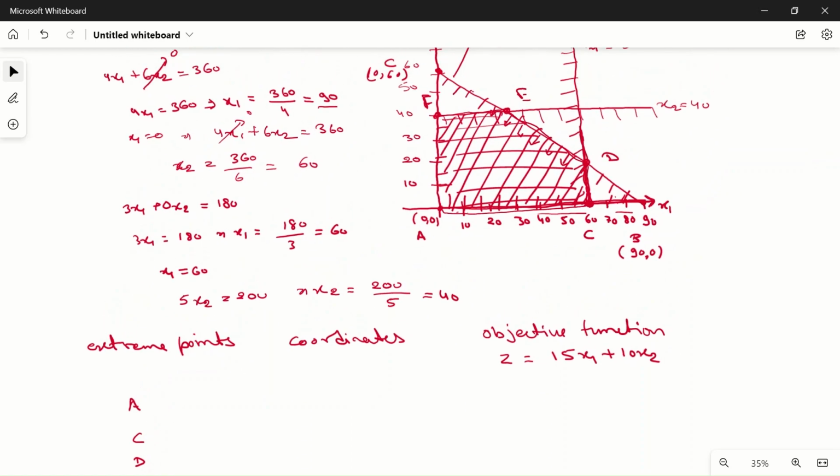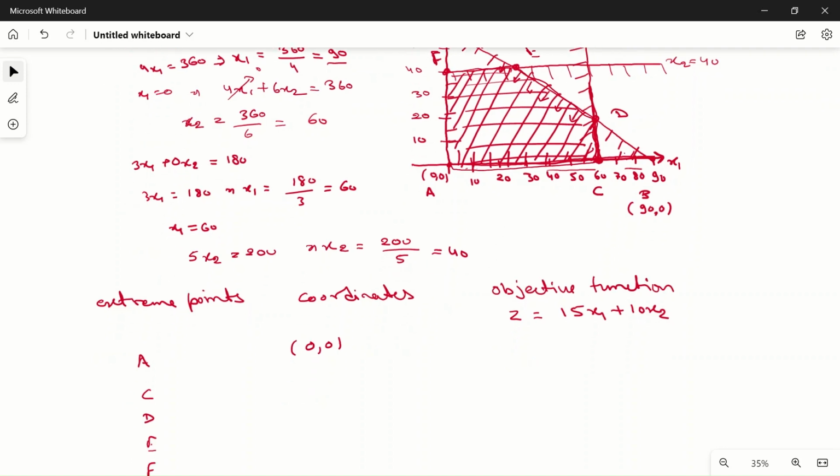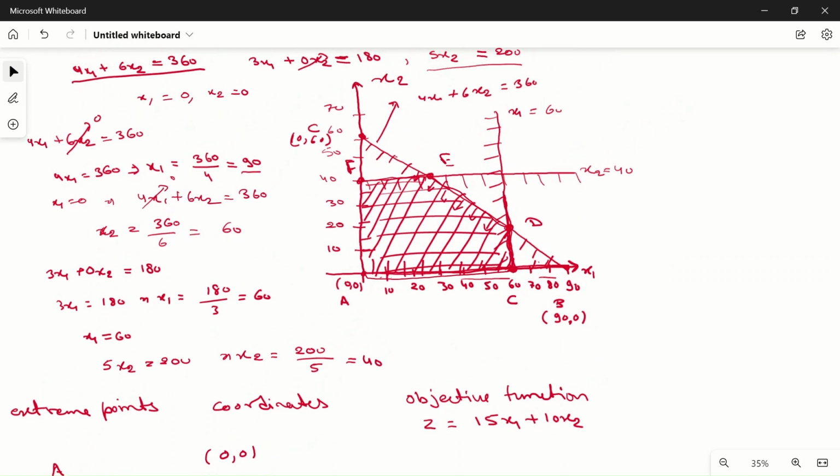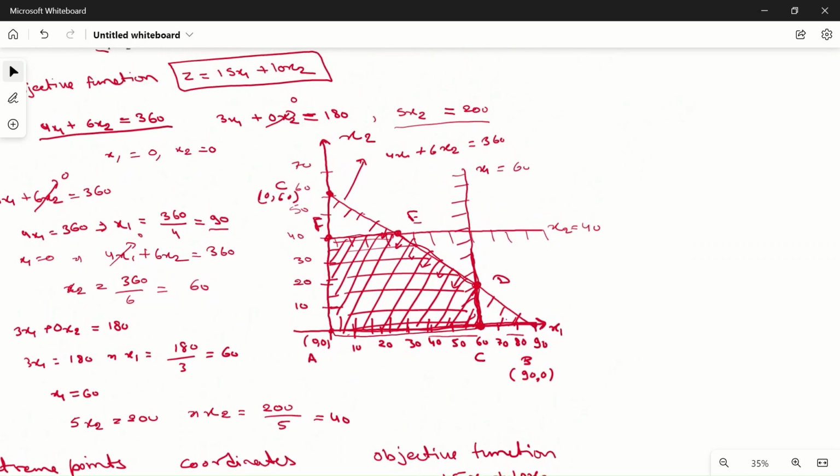What are the coordinates? You can see A has 0 0, it is the origin, so it has 0 0 coordinates. At C the coordinate is 60 0, because on the x1 axis this is 60 and on the x2 axis it is 0. At point D, what are the coordinates? We have not calculated the coordinates at point D and point E, so we will calculate them.